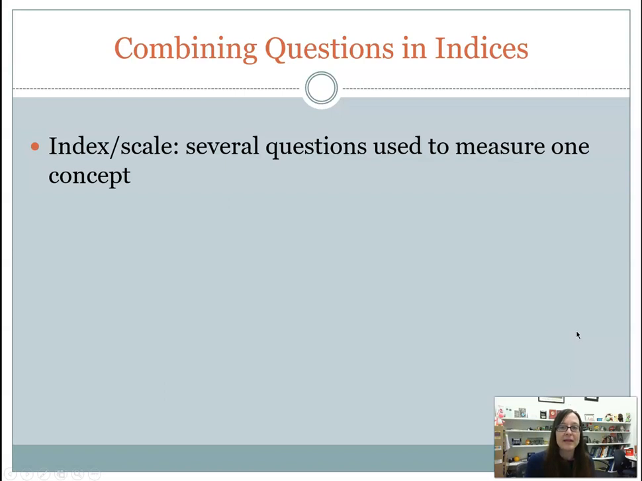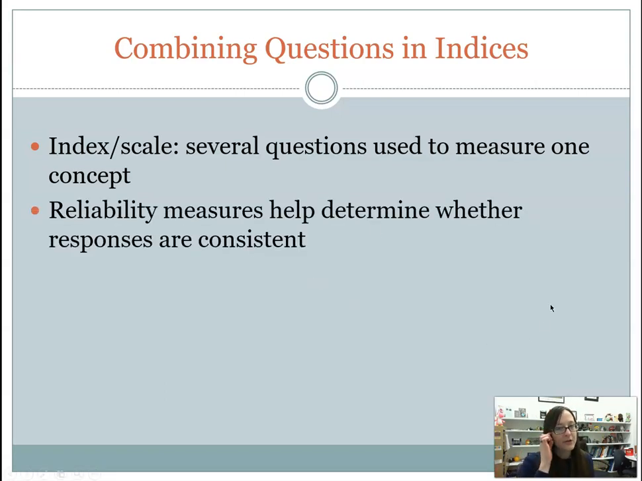So something else you can do with questions is combining them into what are called indices. And indices is just the plural for index. So if you have an index or a scale, that just means you're asking a bunch of questions, and that's how you're going to combine a bunch of questions to measure one main concept.